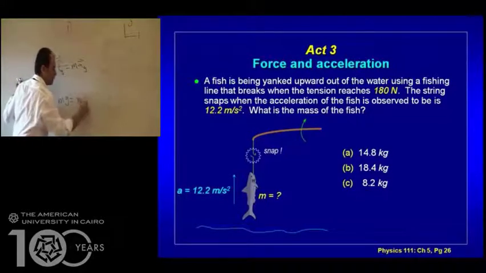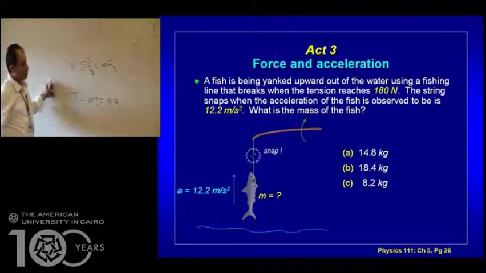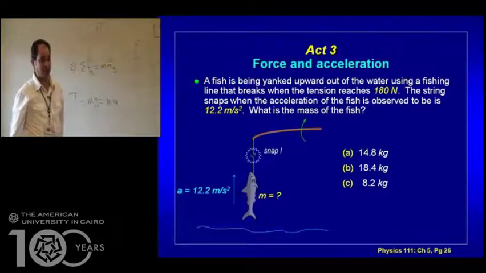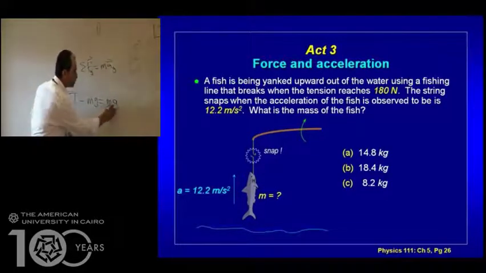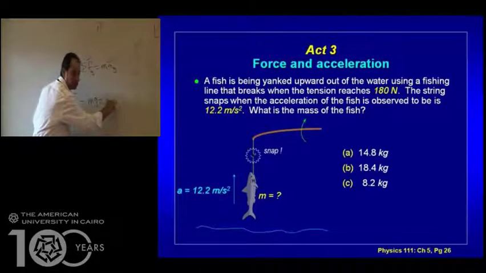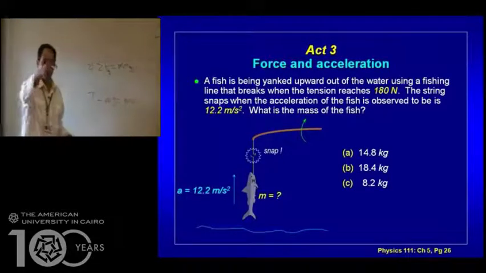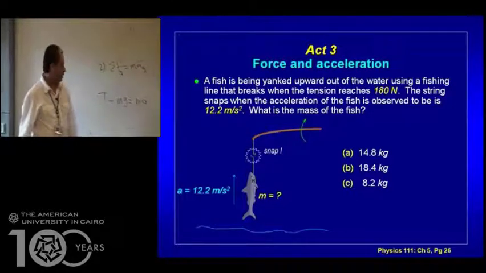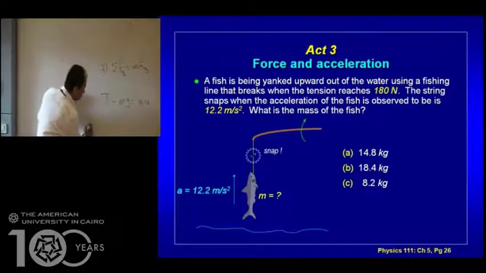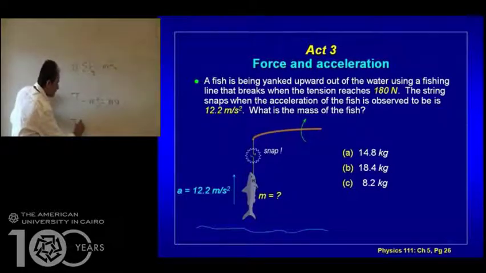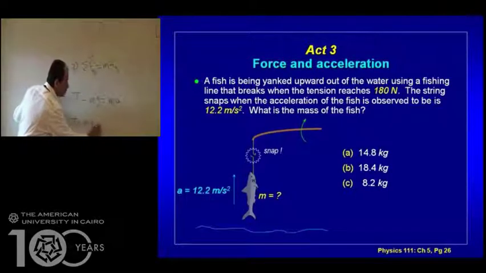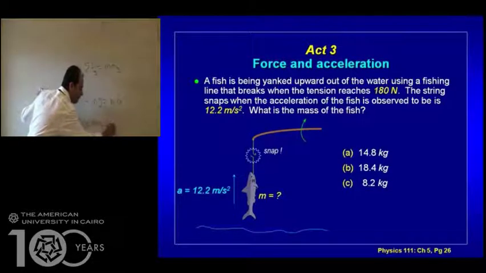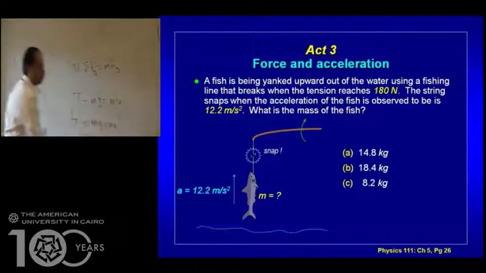The fish is moving up with an acceleration of 12.2 meters per second squared. That's why that acceleration is positive. It's not negative. If it's moving down, it would have been negative. Now, T minus mg equals ma, so T equals mg plus ma. Look at that equation. We have only one unknown.